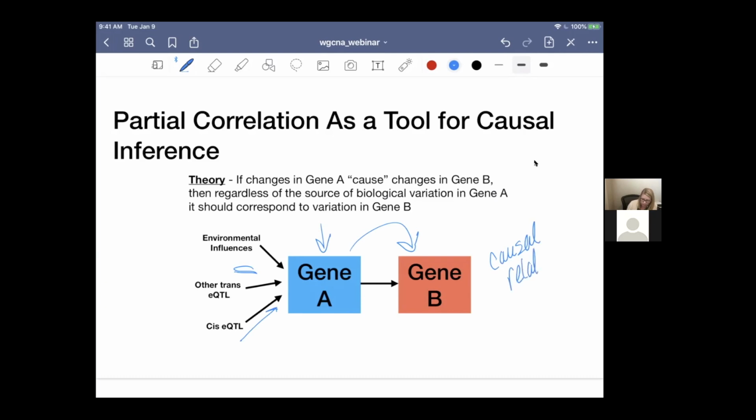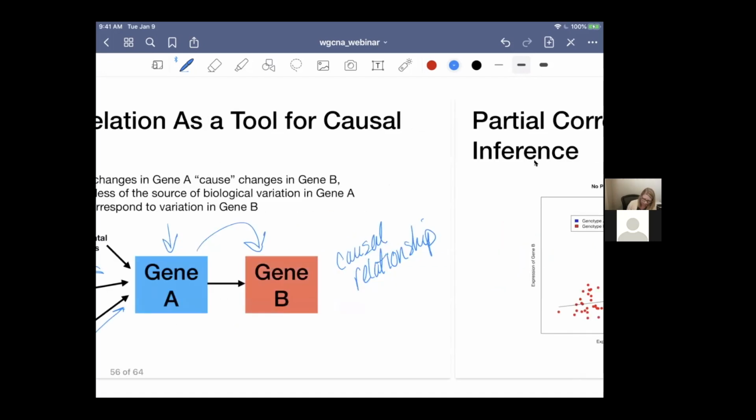And this is a good intro and teaser for the next few webinars in the series. We're going to do a lot more talking, in more detail, about causal inference, especially in genetic studies and omics studies.